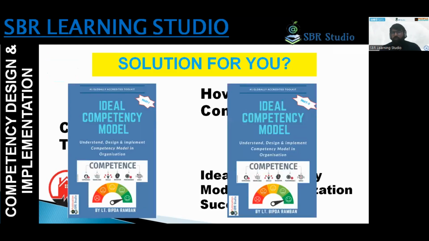When it comes to the solution, number one, we have designed two toolkits: the first is the ideal competency model, and the second is the image creation. Number one is about defining how to identify the competency for your organization at different levels, and secondly how to identify the behavior competence and the image. The model I have shared with you, you will get with every step of how to implement it. So this is the first solution.